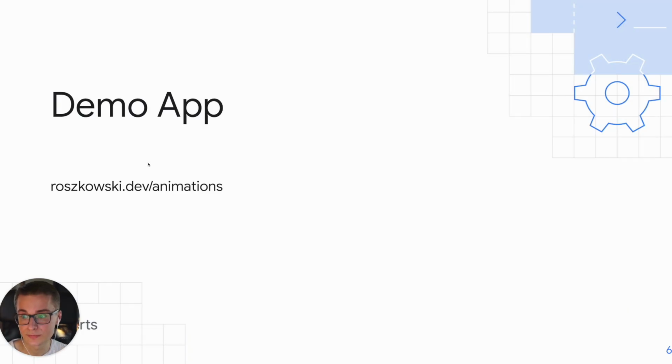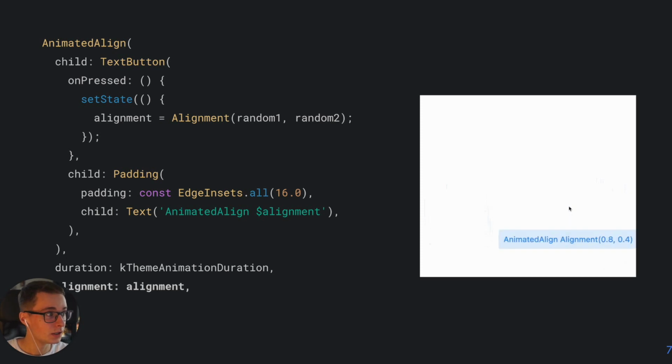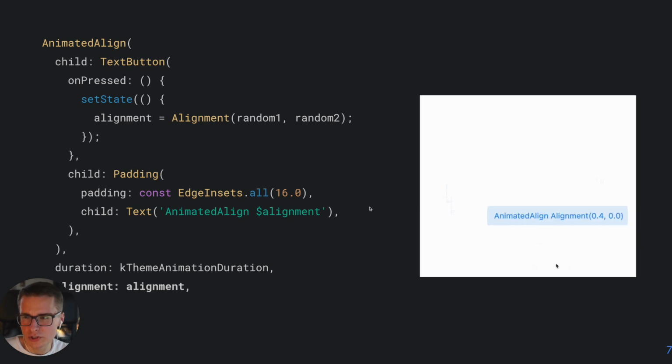So as I said, at roszkowski.dev/animation, you will find the application as a Flutter web application, and you can just try it out for yourself. So how to use implicitly animated widgets in your code? The usage is trivial. Any animated widget will start with the prefix animated, and it will usually mean that it's implicitly animated, with some exceptions where it's not, but you have to provide some animation.